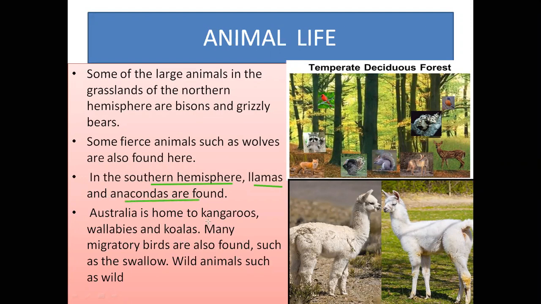Australia is home to kangaroos. Which is home to kangaroos? Australia is the home of kangaroos, wallabies, koalas and many other animals. And also we can see many migratory birds here, such as the swallow.